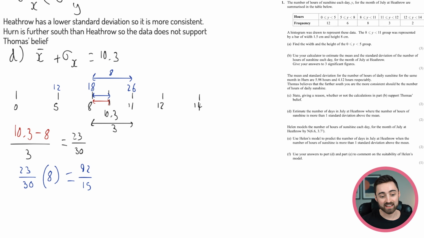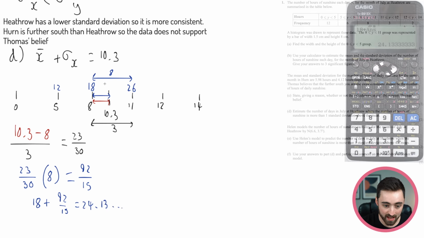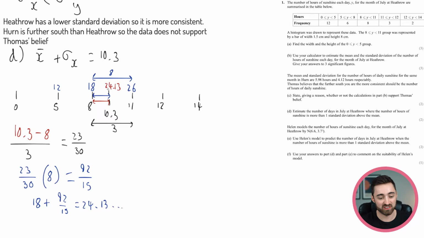But remember, this is 18 here, so we'll do 18 plus that number, so 18 plus answer, and then that's going to get me 24.13. Cool, so that tells me that in terms of a frequency, I'm at the 24.13 day, right? So there's going to be 24.13 on this side, and then an amount on this side. We want to know how many is on this side, right? Above one standard deviation above the mean.